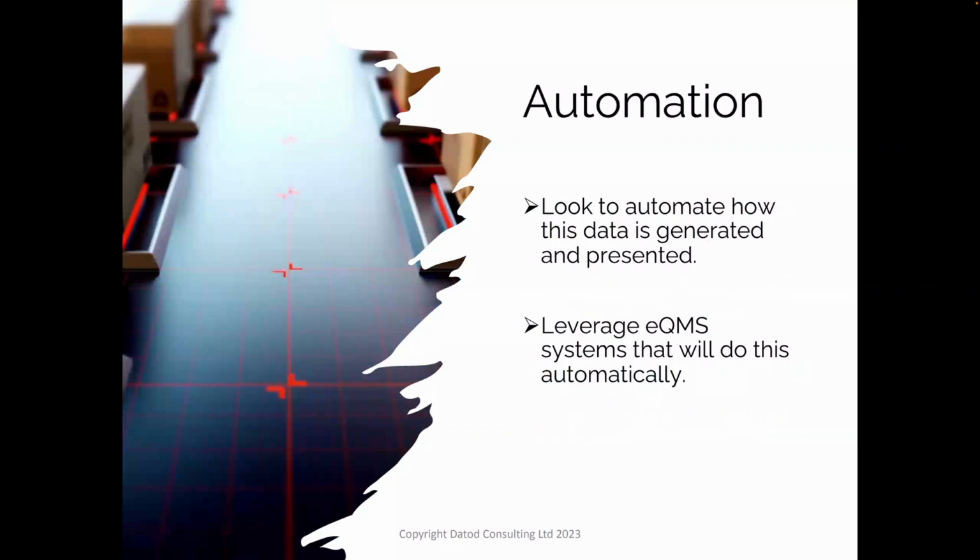Ideally, you should automate how the data is generated and presented, because automation will remove a number of potential areas where you can corrupt the data during the process. I encourage you to leverage some of the eQMS systems that are available now that will automatically generate that data or even present it to quality system management review, such that you don't need to pull it out manually or transcribe it from data sheets into other data sheets. It will all be automatic in terms of how it's pulled from the system and presented to you during the meeting.